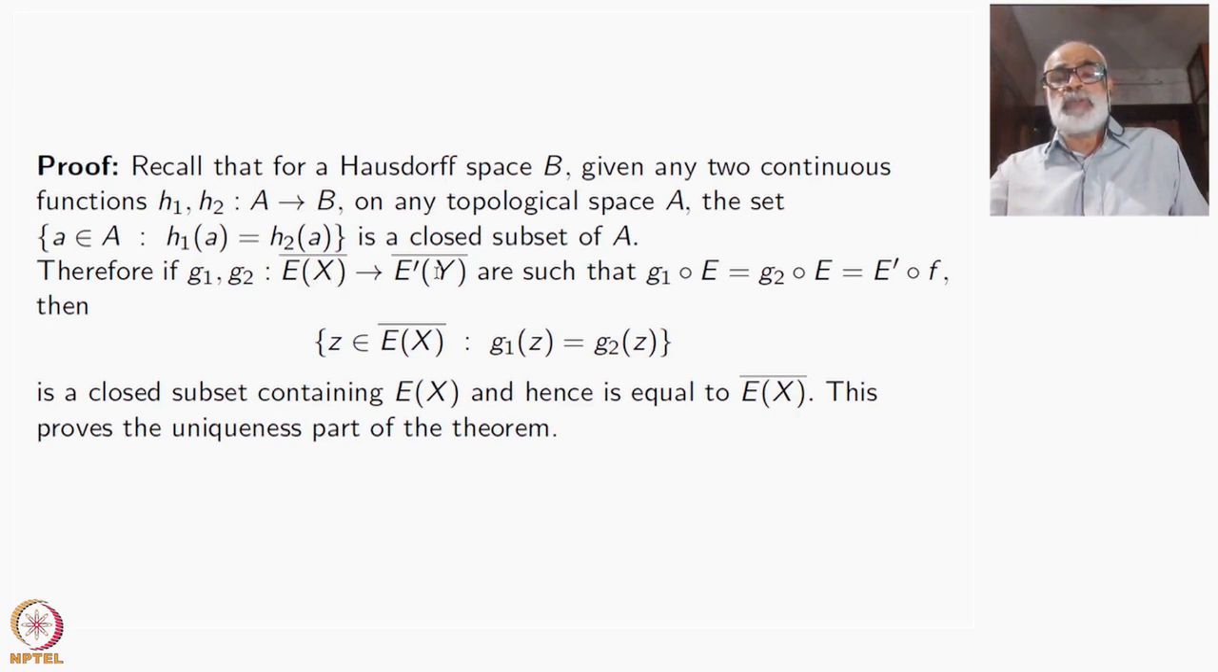Functions from EX bar to UI bar. This is a closed subset, right? This is a Hausdorff space. Therefore, this is a closed subset. Okay, so that is by this observation. But now, what is the meaning of G1 Z equal to G2 Z?